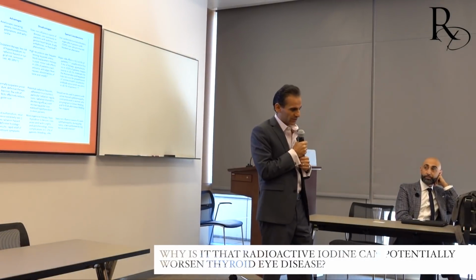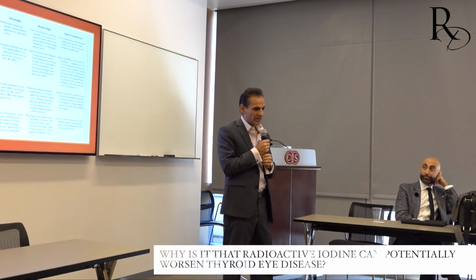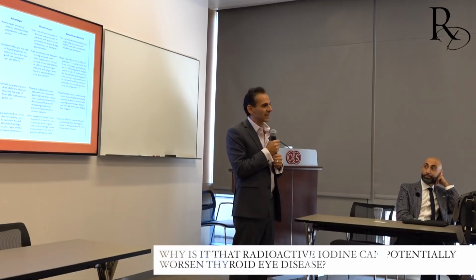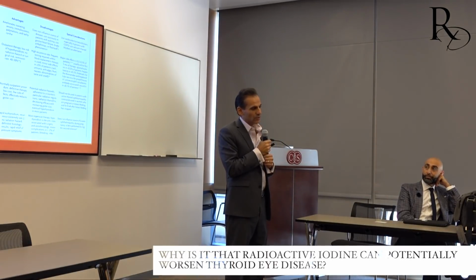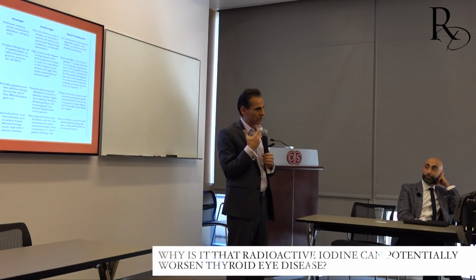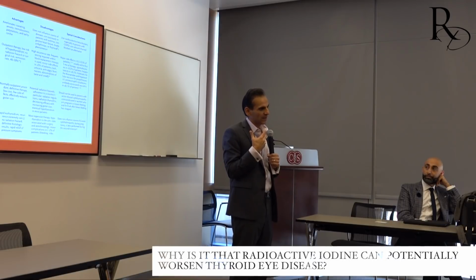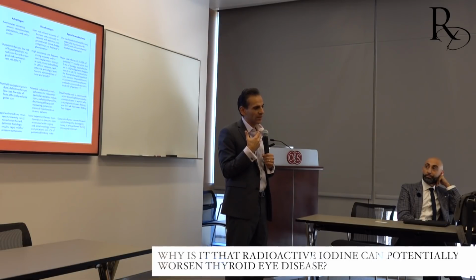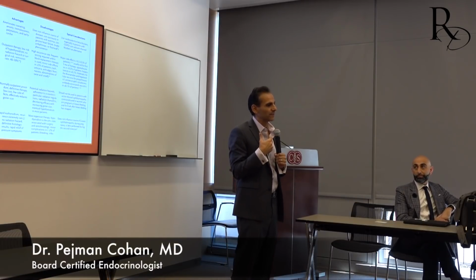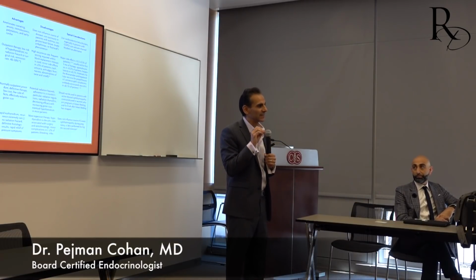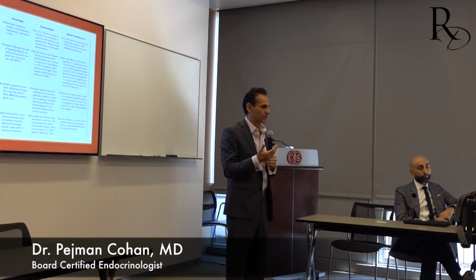So the first question I think is, why is it that radioactive iodine can potentially worsen the eye disease? It's not known for sure, but when you give radioactive iodine, you're causing a destruction of the thyroid gland. And potentially that destruction and injury can release molecules that the immune system can all of a sudden decide to feed on and boost the immunological process.